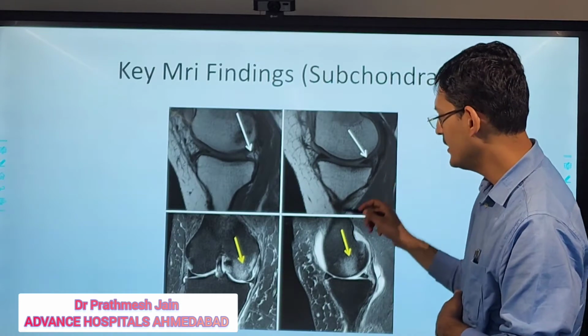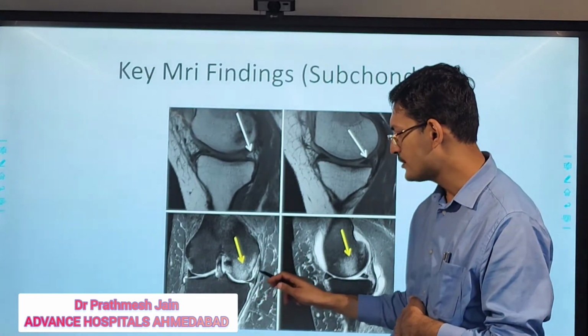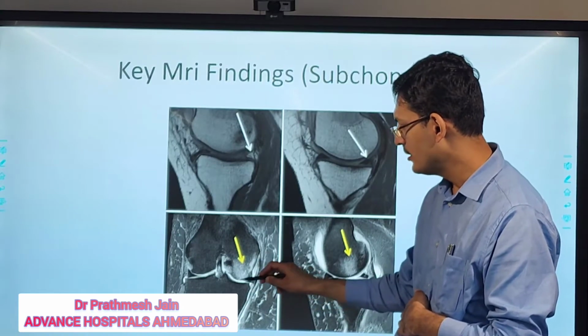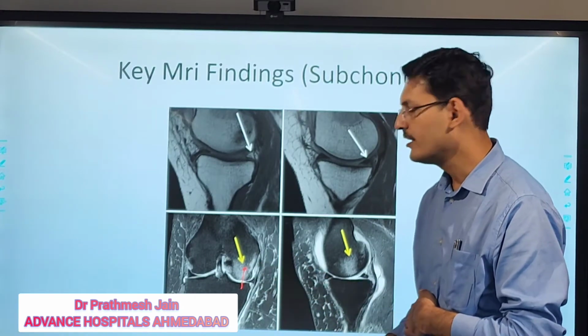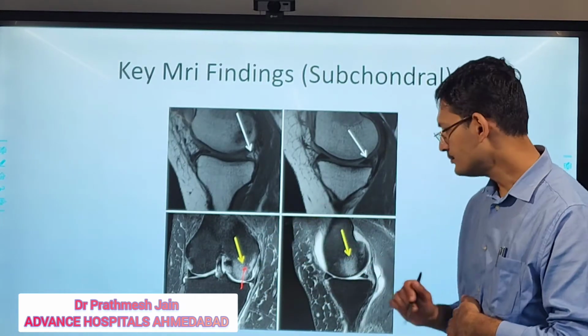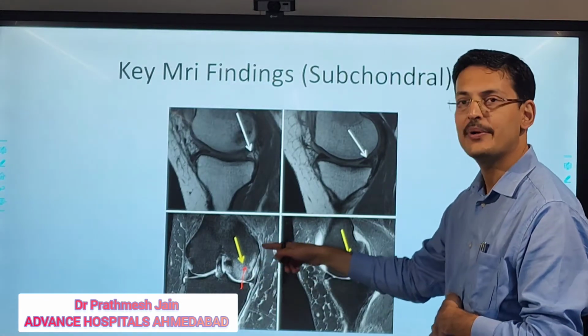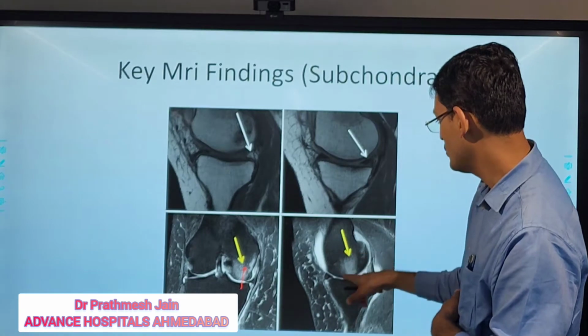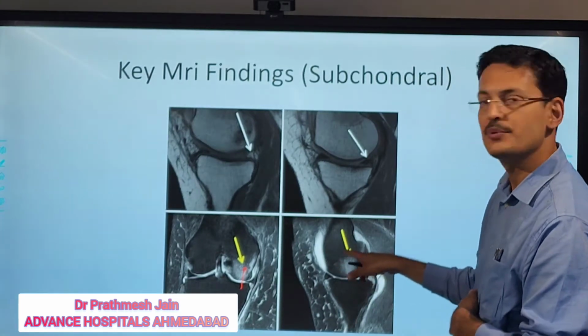Now again, key MRI findings, you have a ghost sign here. This is what I was telling you. This is a strong kind of a picture. This is because of the meniscus extrusion. There is a lot of overloading here, which is causing a sponge-like hyperintensity of the femoral condyle. Here also you can see that there is a hyperintensity. This is because of the overloading.